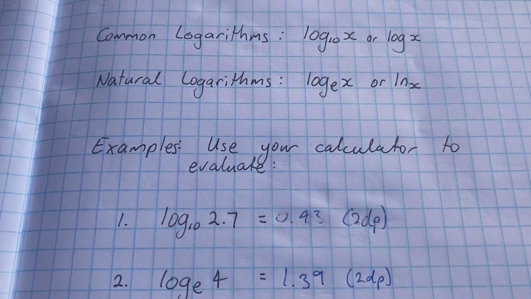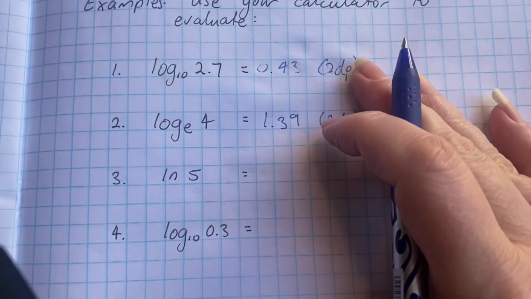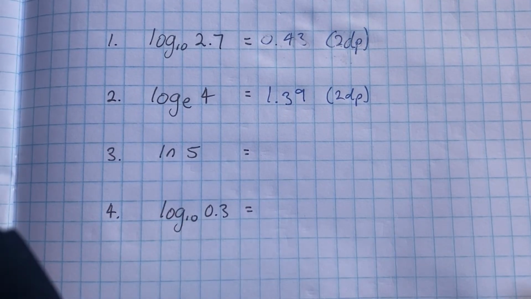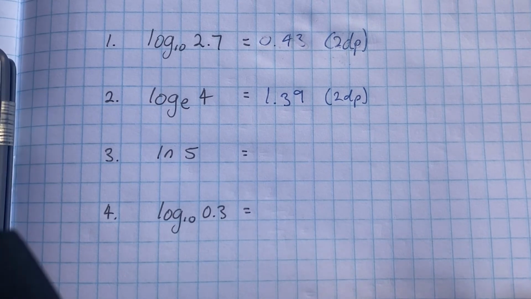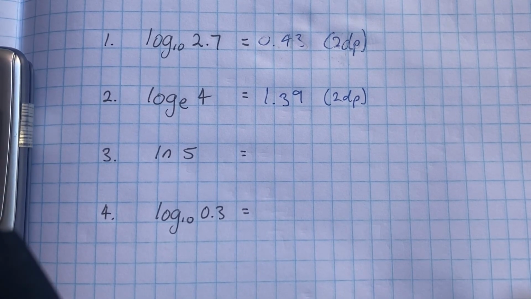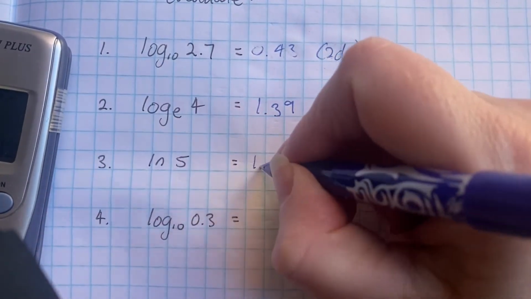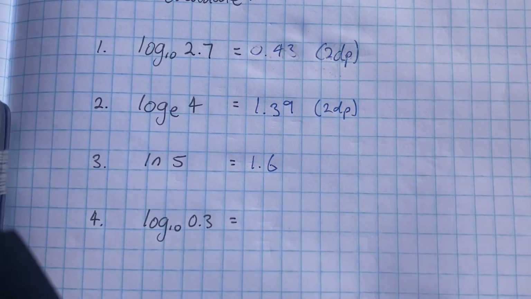Rounding: if the question tells you how to round, do that. Otherwise, a couple of decimal places is fine. Okay, the next one just says ln 5. So remember, again, that's the natural logarithm. So ln 5, if you put it in your calculator, you should get approximately 1.6.